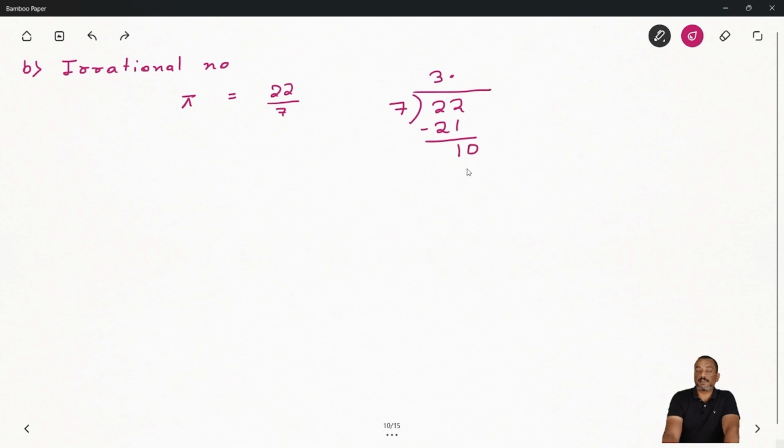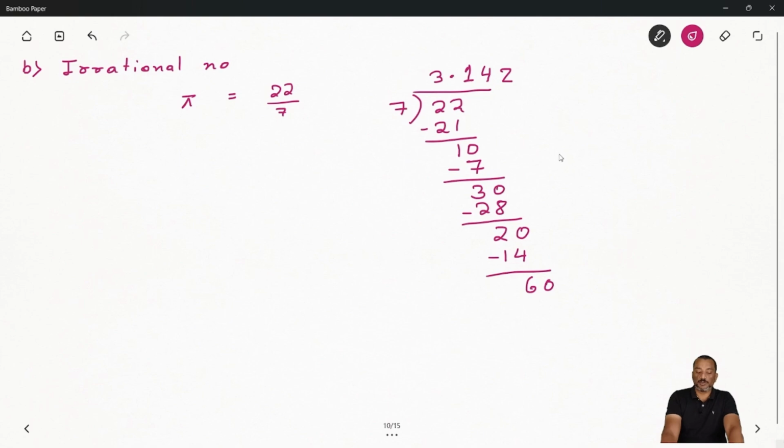Now you can say 10 is coming. So you can go with 7, 1 time. So you can write 1. Now again you can subtract, so you will get 3. So again put a 0. So you can now say 4 times. So 28. So you will get remainder 2. Now again we will put a 0. You can say 2 times. So you will get 14. Okay. Again you will get remainder 6. You can put a 0. So now you can go with 8 times. That is 56. Now the remainder you will get is 4.